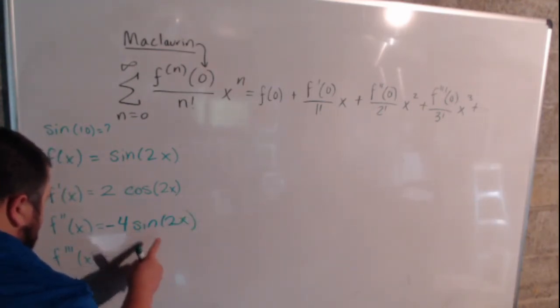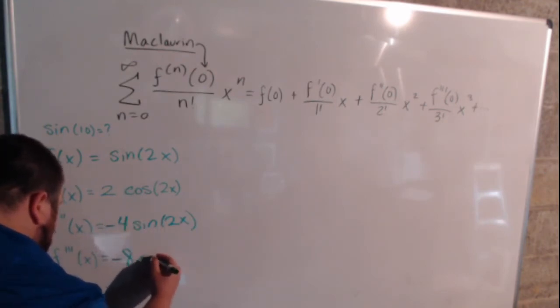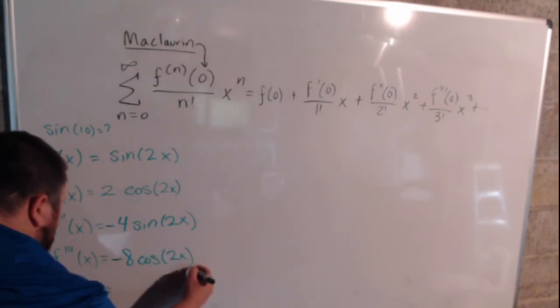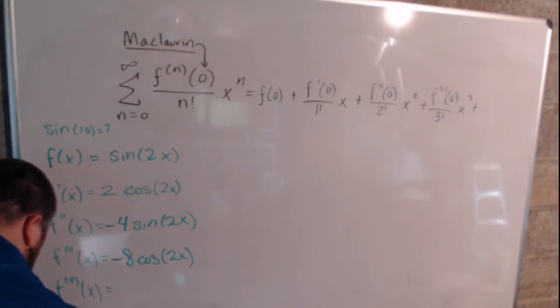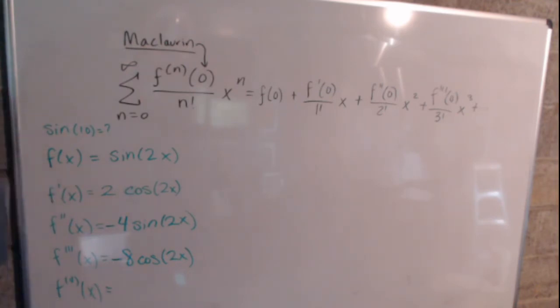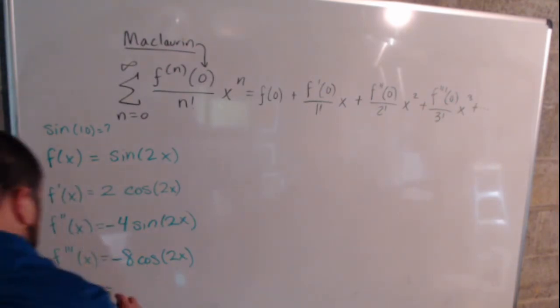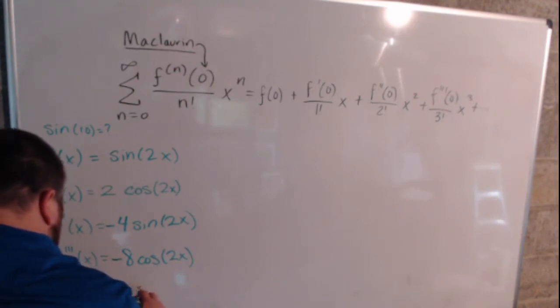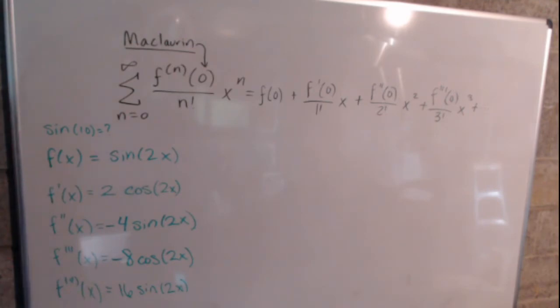Again, derivative of sine is cosine, bring out another 2. We're actually going to need to go to the 5th derivative here at least. So sine, cosine, sine, cosine. This one's going to be positive sine, and then positive cosine.